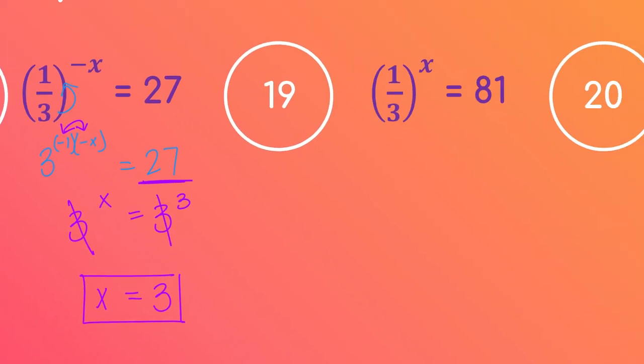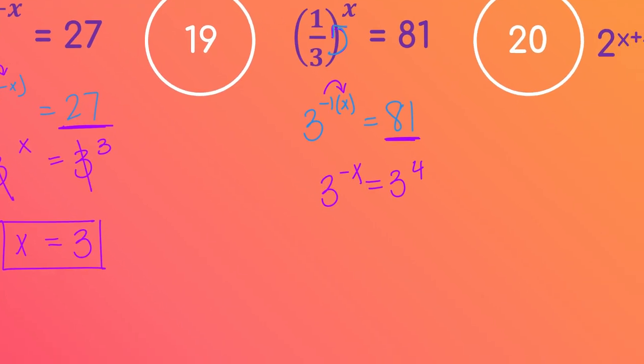Going ahead and doing the same thing for number 19. I don't want that fraction, so I'm going to go ahead and change it, flip it. I'm going to get 3 to the power of negative 1 times x equals 81. Trying to get that same base of 3, and this is going to be 3 to the power of 4, gives me 81. And don't forget to multiply 3 to the power of negative x.